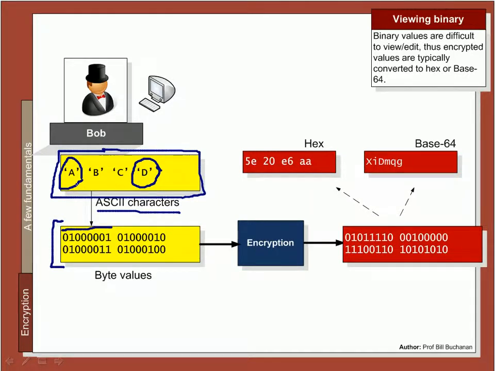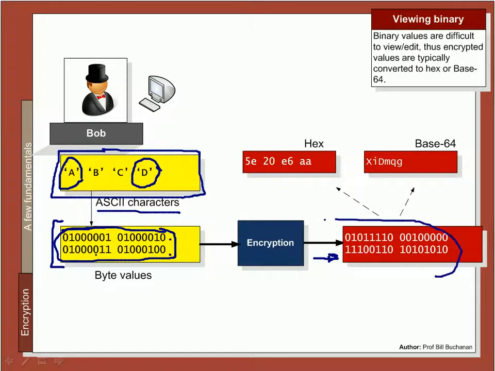So in this case, the letter A in ASCII is represented by 10000001, a B, C, and D, and so on. When we typically encrypt the binary stream, the binary stream is then encrypted into a ciphertext.